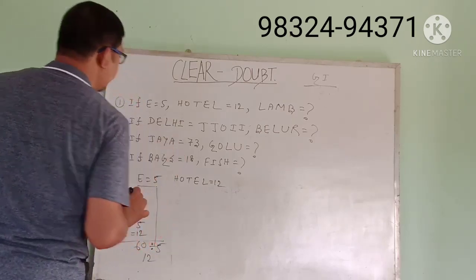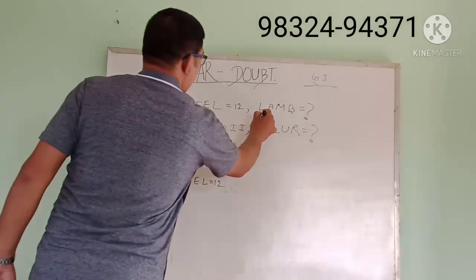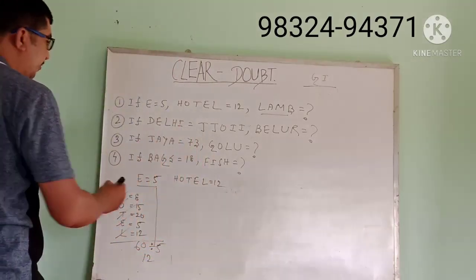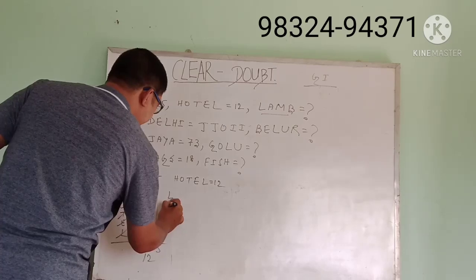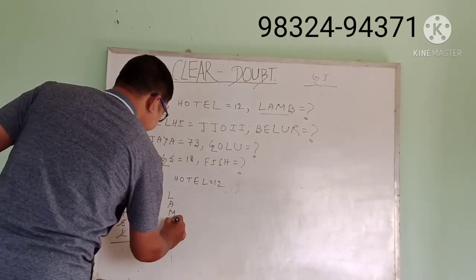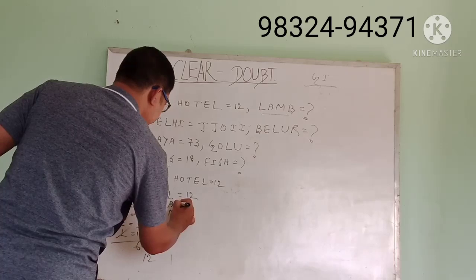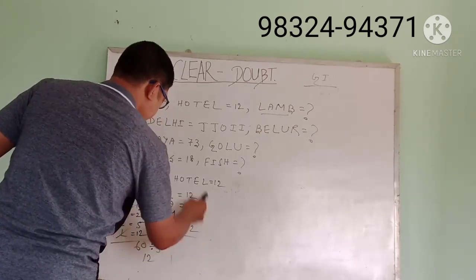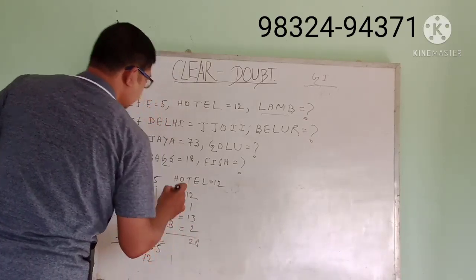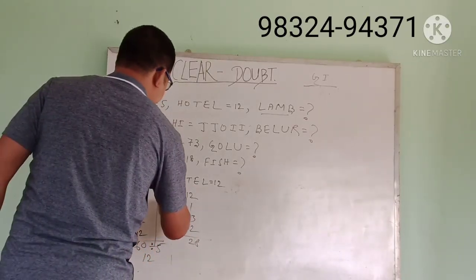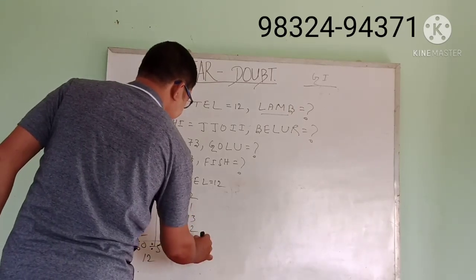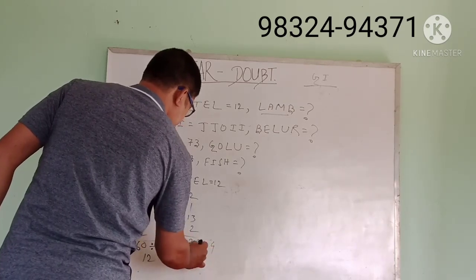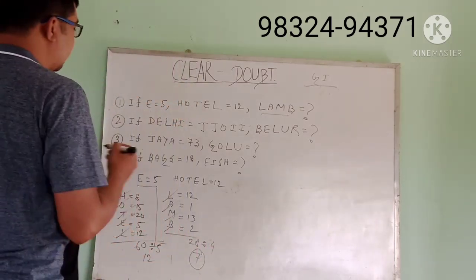So what do we find out? We find out the value of LAMB. If E equals 5 and total equals 12, what does LAMB equal? First put up the value of LAMB. L, A, M, B. L equals 12, A equals 1, M equals 13, B equals 2. The addition of this comes to 28. How many letters are there? 1, 2, 3, 4. There are 4 letters. So 28 divided by 4 comes to 7. So the value of LAMB is 7.